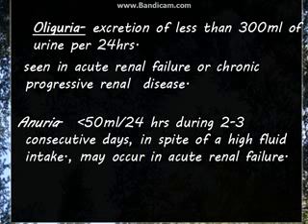Now what is oliguria? Oliguria is excretion of less than 300 ml of urine per 24 hours, and it is seen in acute renal failure or chronic progressive renal disease. Anuria is less than 50 ml per 24 hours, and it is seen in later stages of acute renal failure.